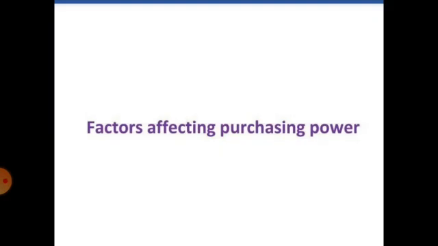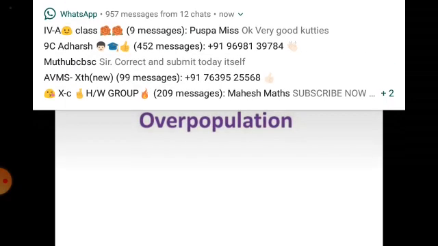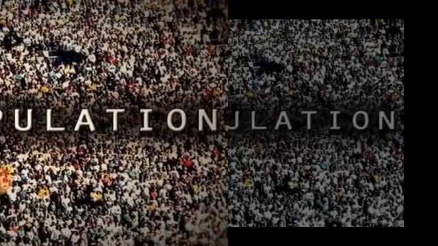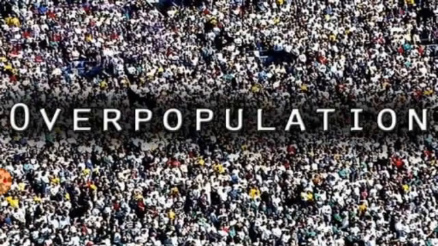Purchasing power: the factors affecting purchasing power. Overpopulation also affects the purchasing power. The population growth rate in India is high, at 1.7 per thousand. The large population leads to increasing demand, but supply is not equal to the demand. So the general price level goes higher, and it affects the purchasing power, especially of the rural population.